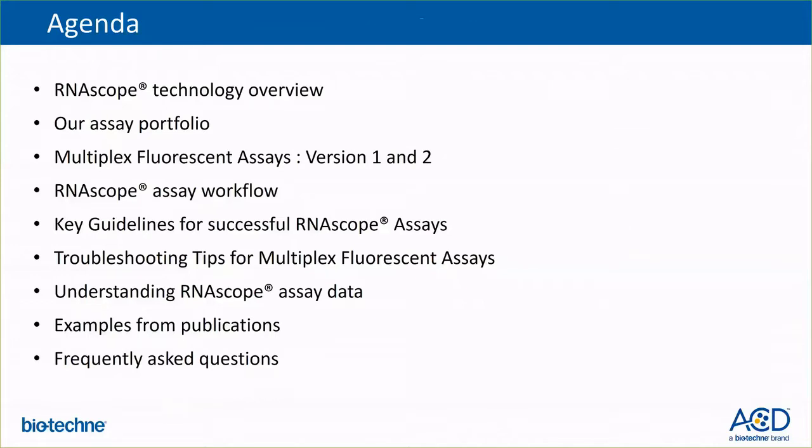Here is a quick overview of the topics I'll be covering today. First, I'll present an overview of the RNAscope technology, followed by our product portfolio. Today, we'll focus on our multiplex fluorescent assays and how to choose the right assay for your research. Next, we will spend most of the time discussing the assay workflow, troubleshooting tips, etc. And finally, end the presentation with data analyses and FAQs.